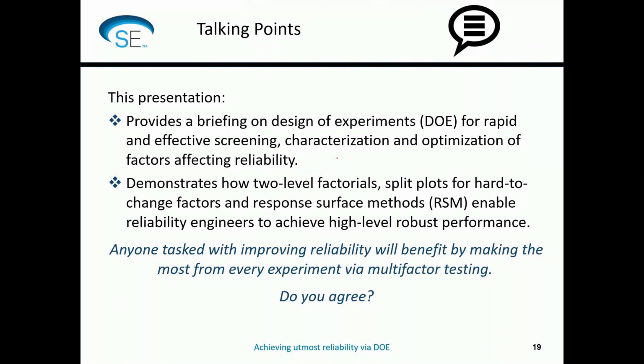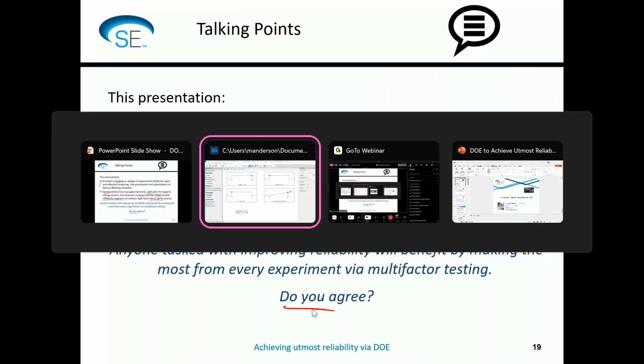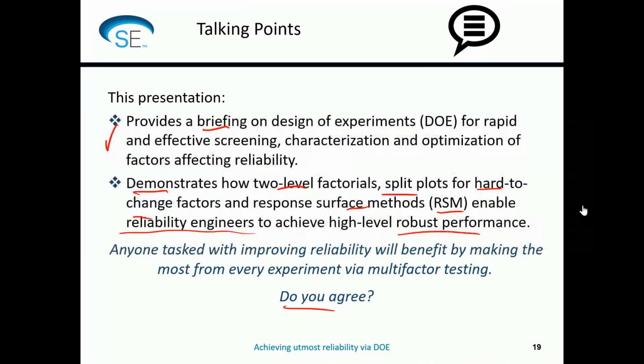It might be helpful. And then if any of you are reliability engineers and maybe new to this multi-factor testing approach, this will be helpful. Maybe you guys are coming onto the YouTube later, may not be here live, but I think you'll find this a very useful tool. So I hope you appreciated this briefing and the demonstration that we gave on two-level factorials, split plots for hard to change, and response surface methods, that this will allow reliability engineers to achieve that high-level robust performance. So of course, I've got to ask at this point, do you agree that this was a good briefing for reliability DOE?